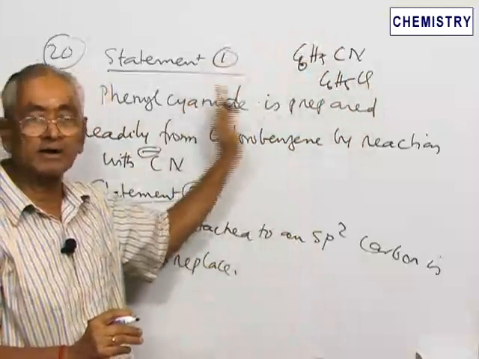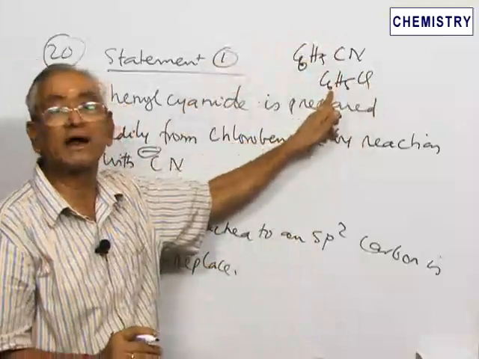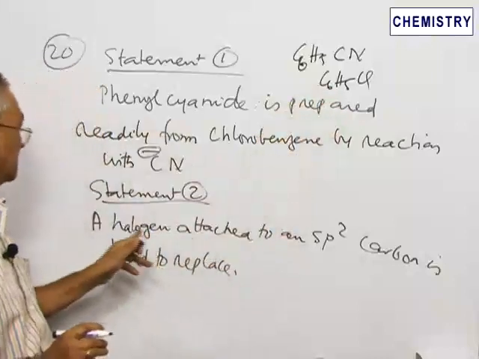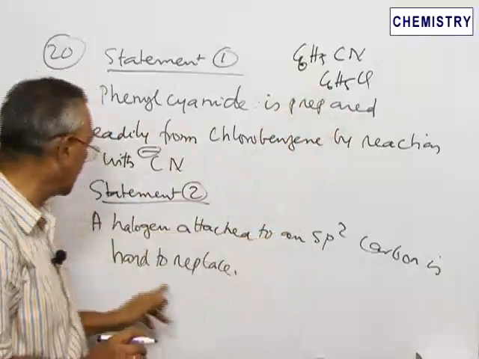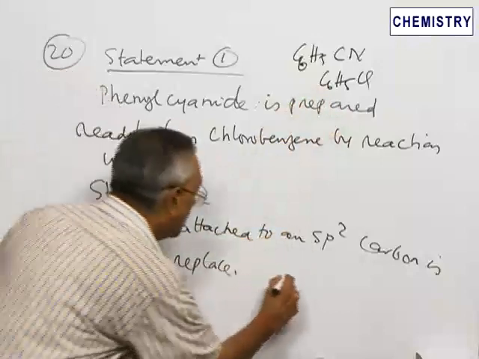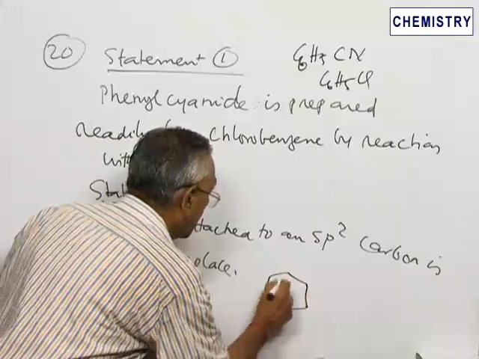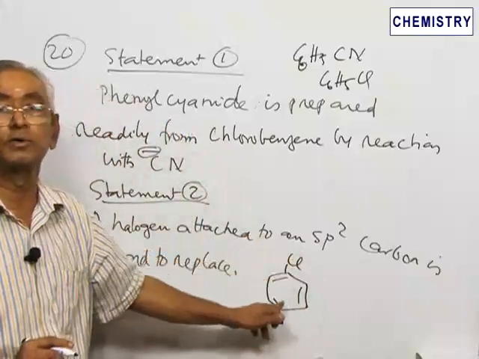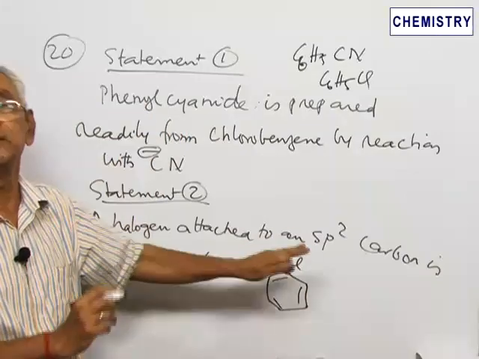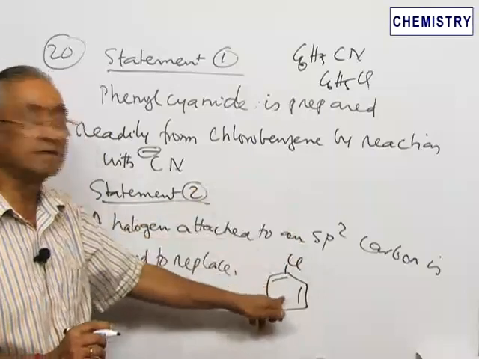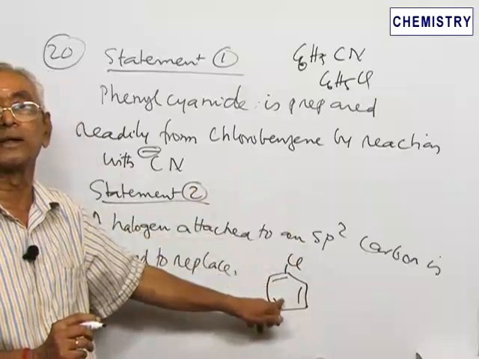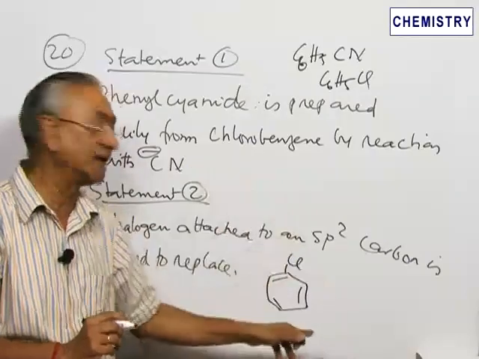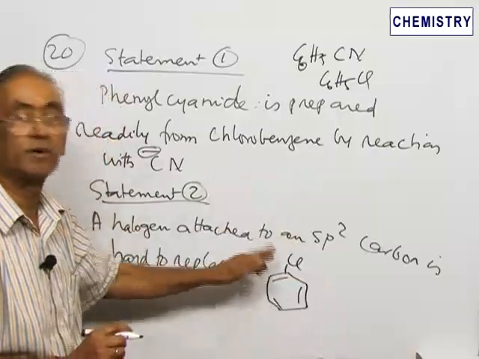That statement is not correct, because this chlorine is directly attached to the benzene nucleus, or to an sp2 carbon atom. The second statement is correct. A halogen attached to an sp2 carbon atom is hard to replace. All carbon atoms in the benzene ring are sp2 type, and a halogen directly attached to an sp2 carbon atom is not so easy to replace. This is what is known as a nuclear halide. Chlorobenzene is a nuclear halide, whereas benzyl chloride is a side chain halide. This is a nuclear halogen, therefore it is hard to replace.